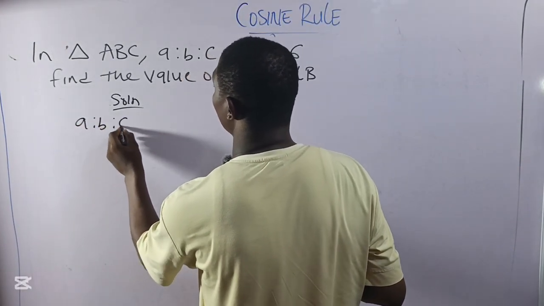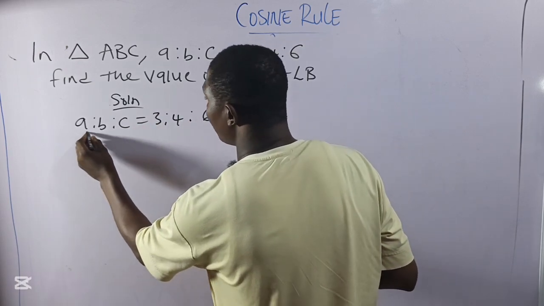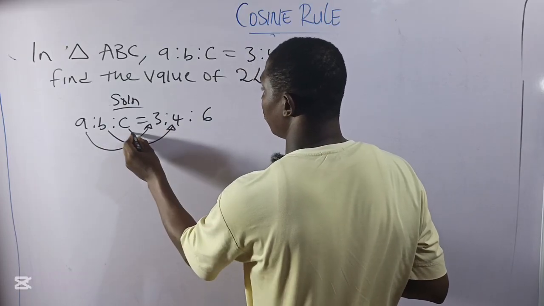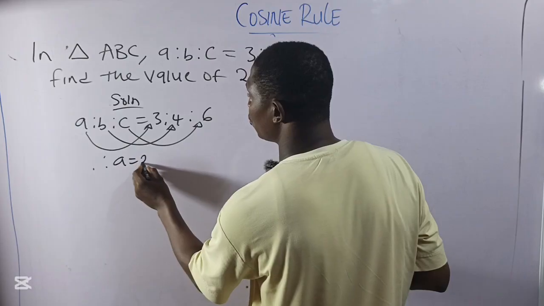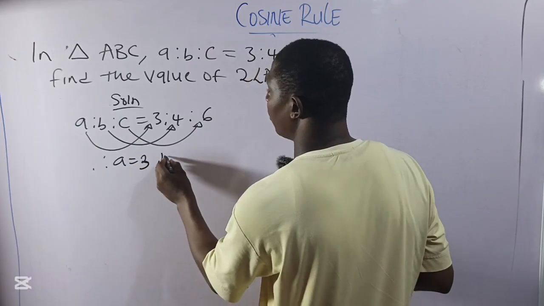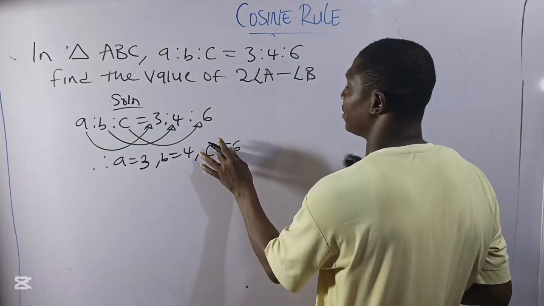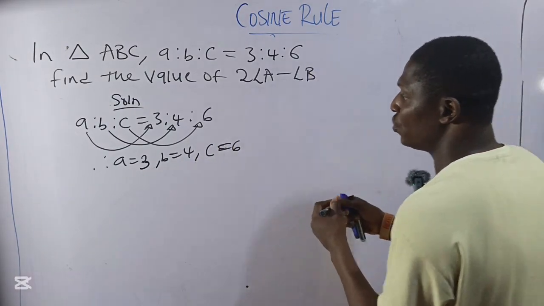A ratio B ratio C equals 3 ratio 4 ratio 6. That simply means A is equal to the first, B is equal to the second, and C is equal to the third. Therefore, A is 3, B is 4, and C is 6. Since they didn't give the units, you can just put units.